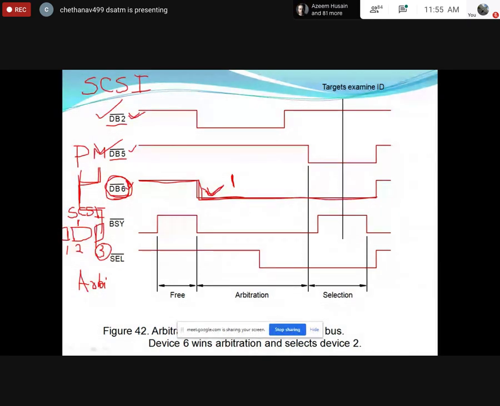See, after device number 6, it will transmit the data to memory or to the processor. Now, which device will get the SCSI bus, device number 5 or device number 2, according to the arbitration process? I'm not getting the answer for this question.